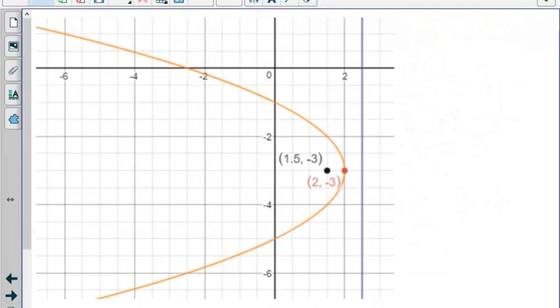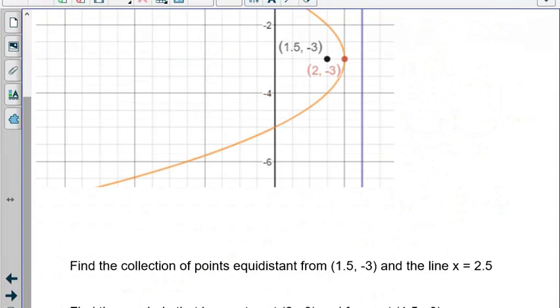And if we were given this, where it didn't exactly tell us another point, but maybe it told us the focus or the directrix, it would be an equivalent question to saying one of these two things. Find the collection of points equidistant from (1.5, -3) and the line x equals 2.5. Or find the parabola that has vertex at (2, -3) and focus at (1.5, -3). So this is a little foreshadowing for the next lesson in the series. We'll do a bunch of problems like this next in the series. But really briefly, I will explain this one.